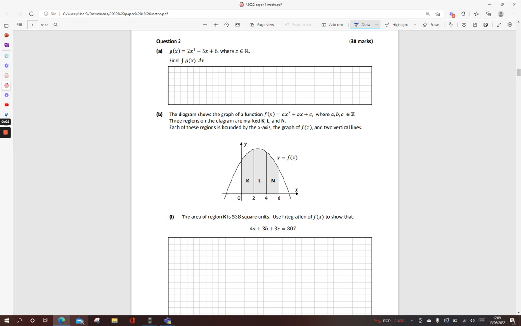The integration question here in paper 1. So g of x is equal to 2x squared plus 5x plus 6. Find the integral of g of x. So when we're doing integration, remember it's the reverse, or it's anti-differentiation. So you increase the power by 1 and divide by the new power.